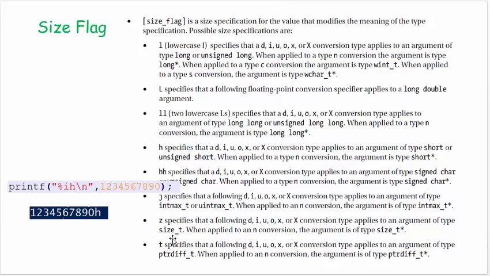So if I say z, and I'm talking about a size_t, then you can have the following conversion specifiers with it. I just tried one here. I used the h. H specifies that these type values will apply to a short or unsigned short. And so what it ends up doing is it prints that that's what it's applying to the number. So it will print that specification there. I'm not going to give you any homework with size flag.